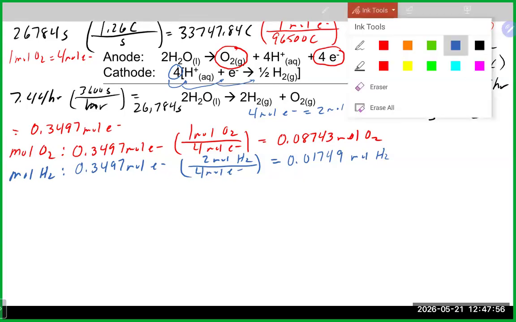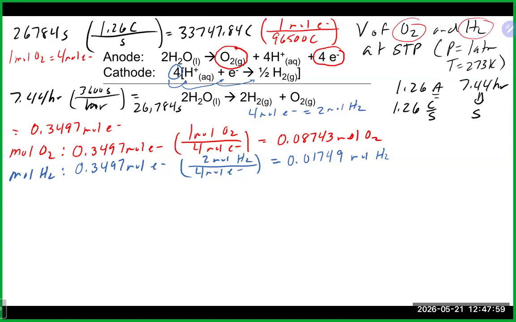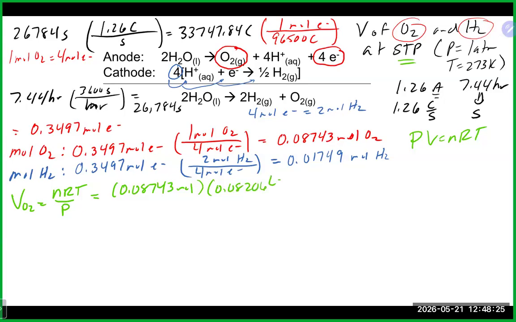In this case, we are looking for a volume, and we are given STP, so PV equals nRT is in play. Here we're going to solve for the volume of oxygen, which would be nRT divided by P, and putting in our numbers for oxygen, 0.08743. The gas constant, 0.08206. Remember, we're not using the one with energy in this case. We've kind of used it a lot. 273, and it's all going to be divided by 1 atmosphere, which is our pressure.